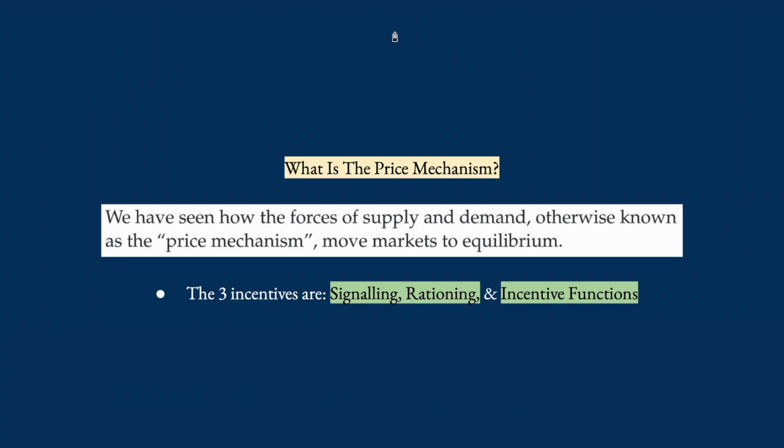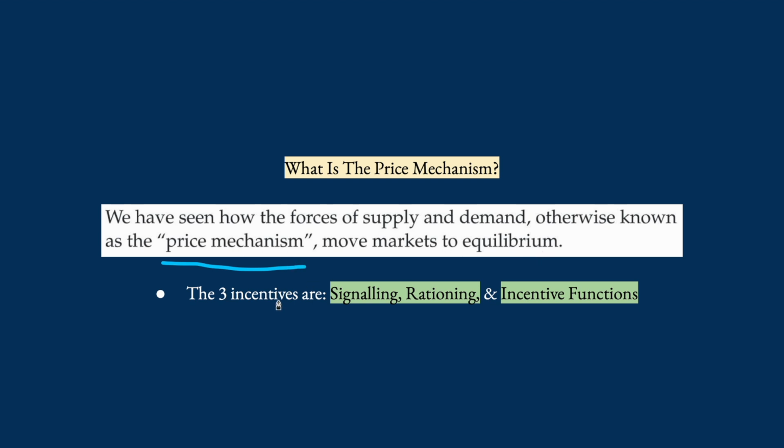But now that we've basically analyzed and focused on market equilibriums, let's go ahead and take a break from graph theory for a second, and let's focus on something really basic that we haven't really evaluated yet. Let's talk about price, and specifically, it's going to be defined as a price mechanism, okay? So before, we have seen how the forces of supply and demand, otherwise known as price mechanism when they work together, move markets to equilibrium, okay?